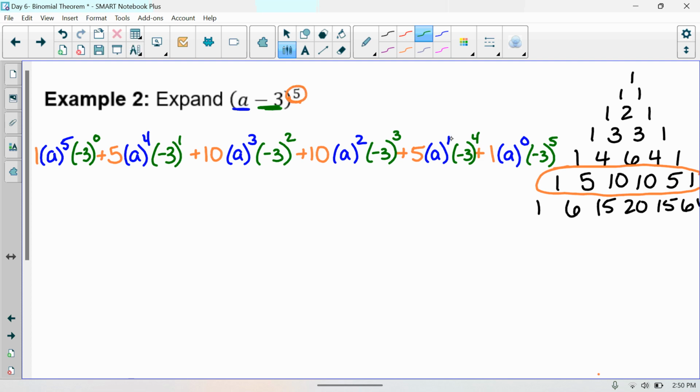2 plus 3 is 5. 1 plus 4 is 5. And 0 plus 5 is 5. Now I need to do some simplifying and evaluating.